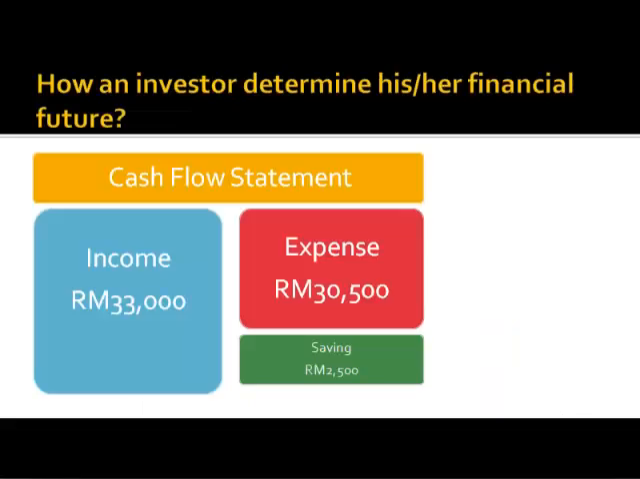Now let's look again at the cash flow statement. The analysis so far, the two steps that we performed: James has 2,500 ringgit in excess income that the entire family can put into a savings account at the end of the year. Okay, I mean in the present situation.